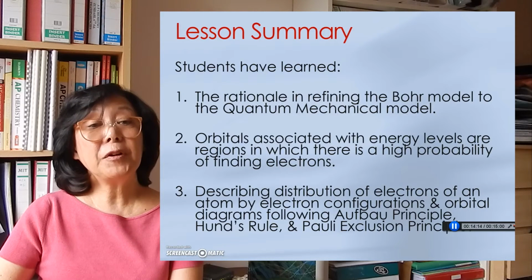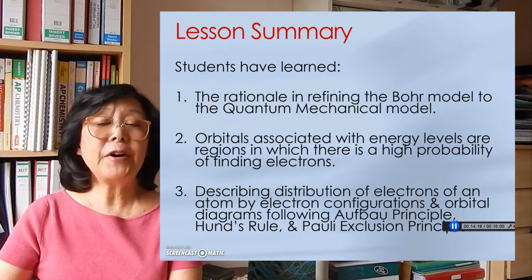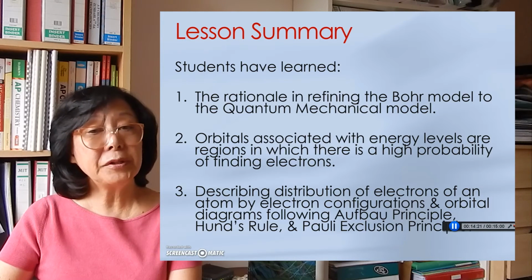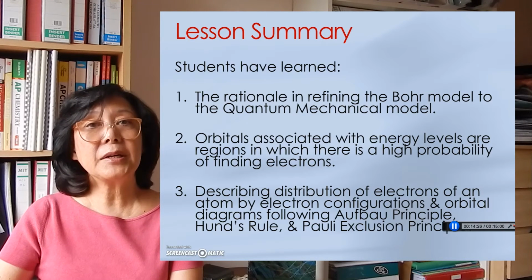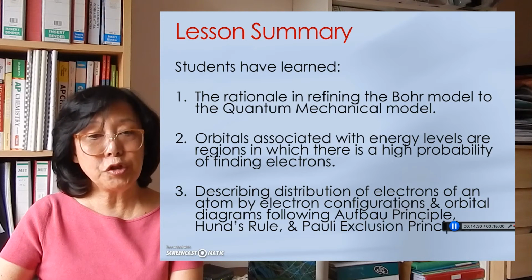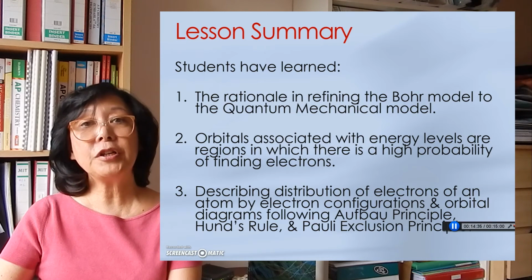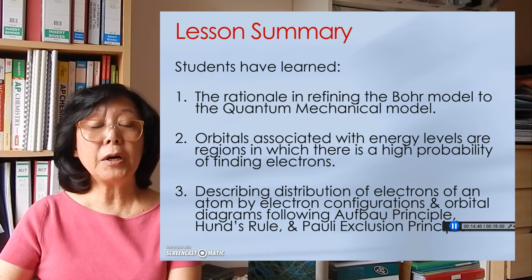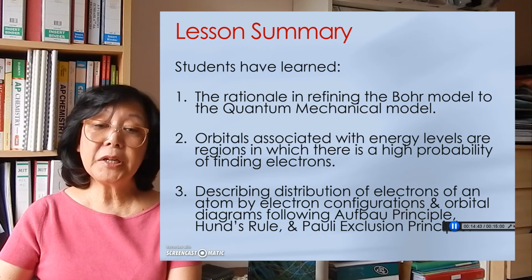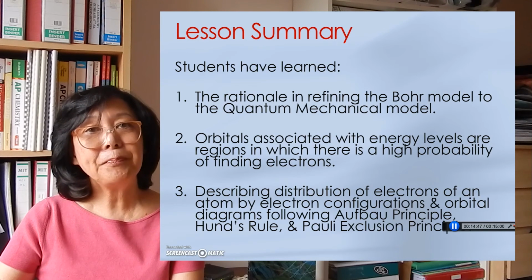To summarize what we have learned today: 1, we learned the rationale of why we need to refine the Bohr model to that of the quantum mechanical model. 2, we learned that orbitals are just a probability map of finding an electron within that region. And finally, we learned how to describe the distribution of electrons of an atom by electron configuration and orbital diagrams, using the Aufbau principle, Hund's rule, and the Pauli exclusion principle.